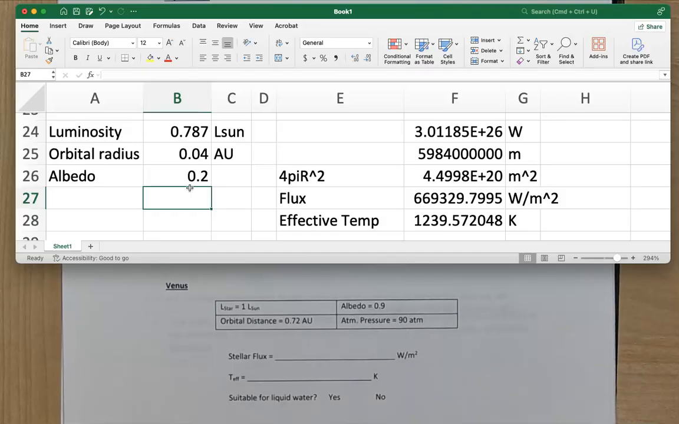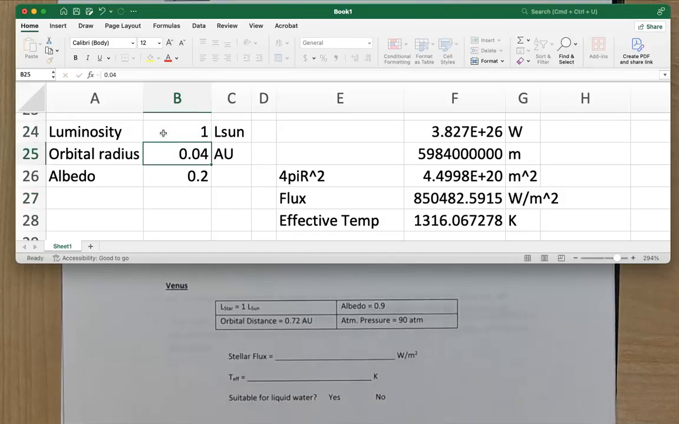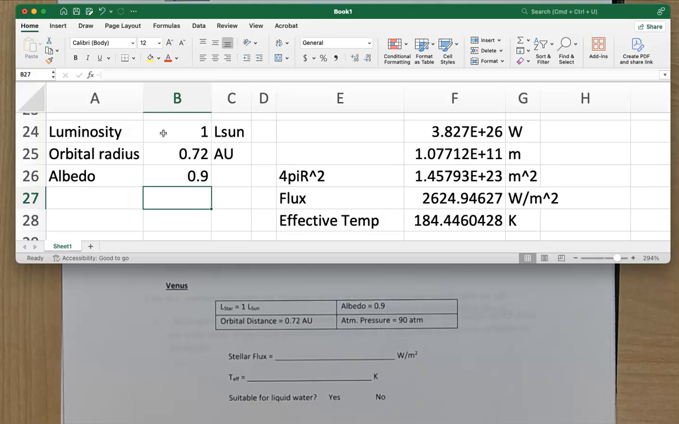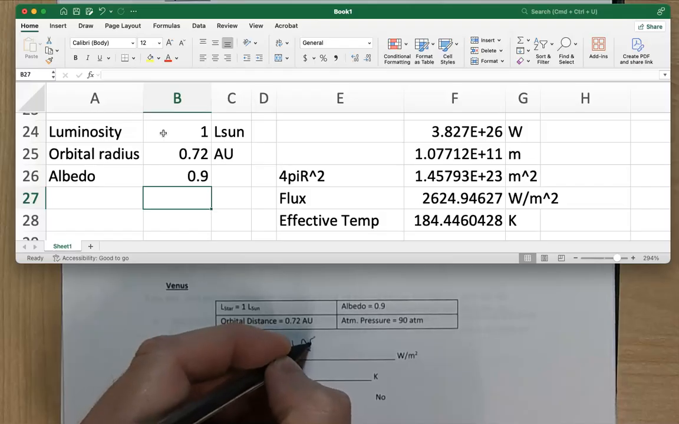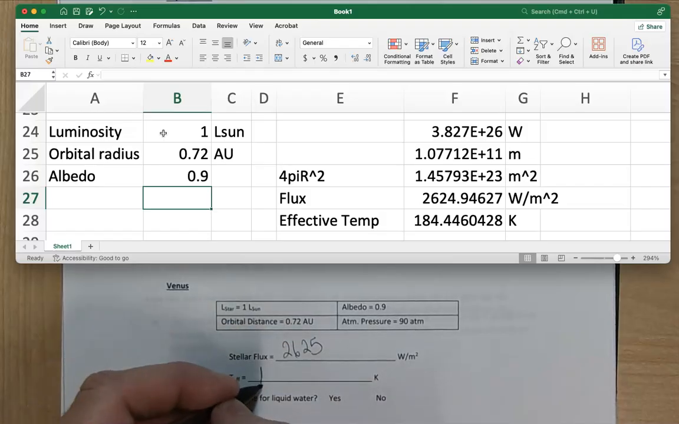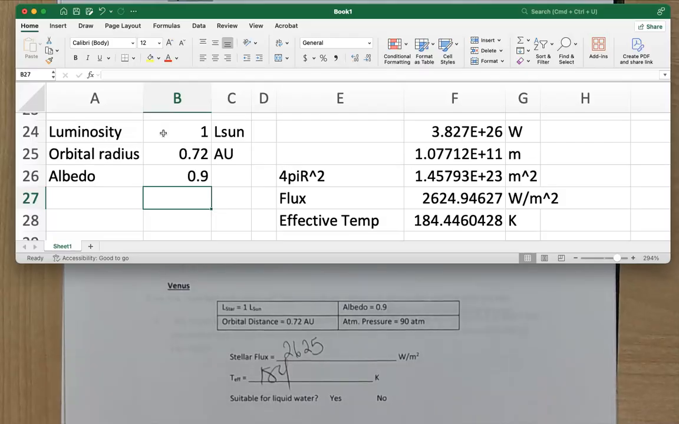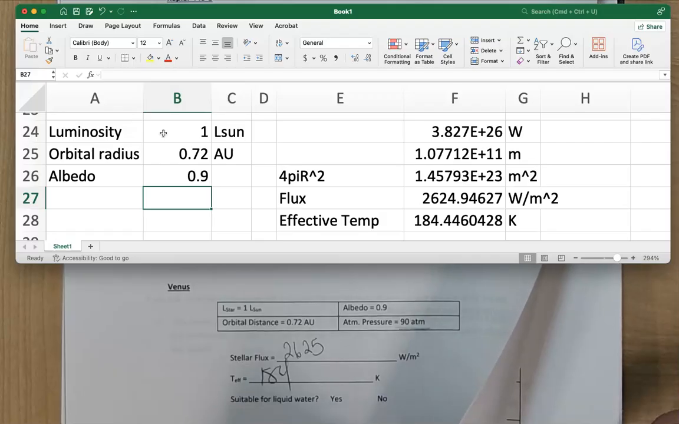How about Venus? Well, Venus is orbiting a 1 solar luminosity star, obviously. It's orbiting at a distance of 0.72 AU, and it has an albedo of 0.9. So that's a flux of 2,625 watts per square meter, an effective temperature of 184, and 90 atmospheres of pressure. So 184 Kelvin, but under 90 atmospheres.